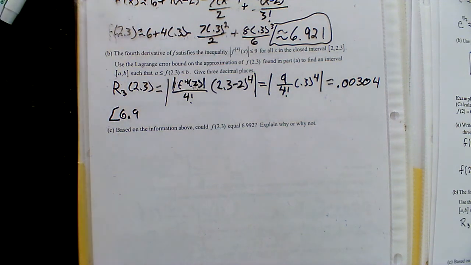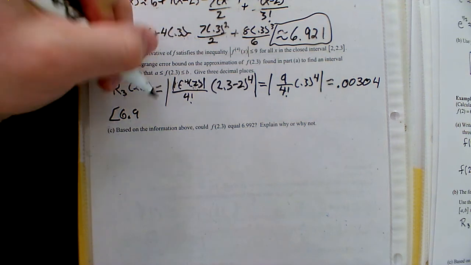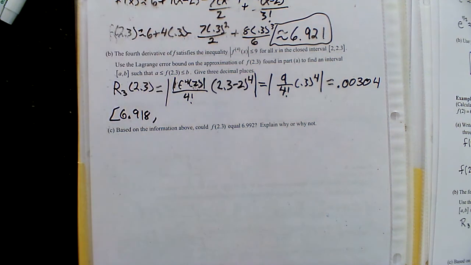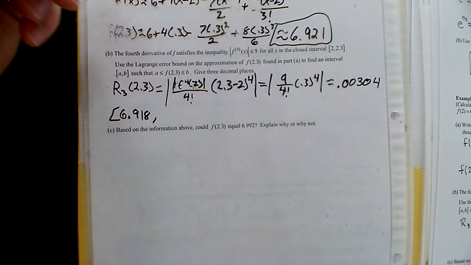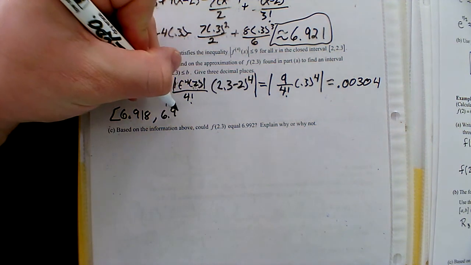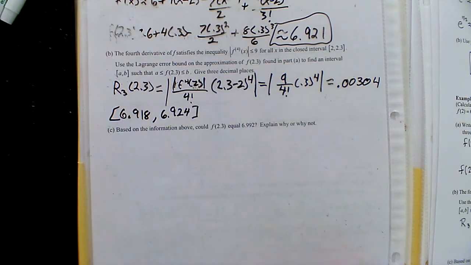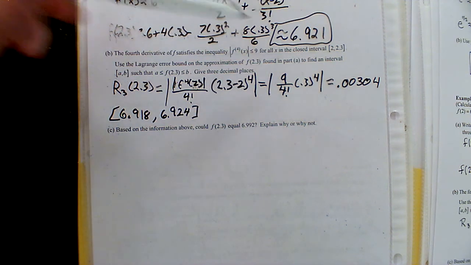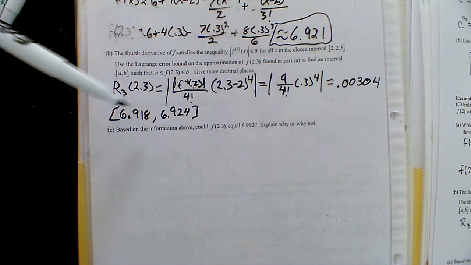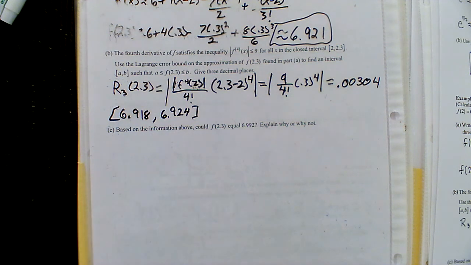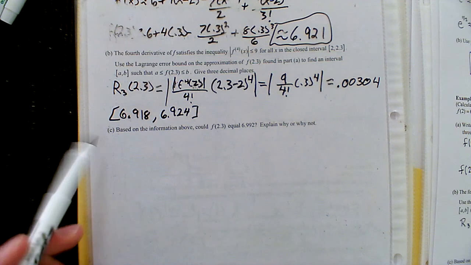Shouldn't change too much. Yep. 6.918 rounded. Okay. That's the lower bound. And the upper bound I got was 6.924. Okay, so very small interval. So 6.921, right in the middle of that, was our approximation. Very small interval though, we know for sure that f of 2.3 has to be within that interval.